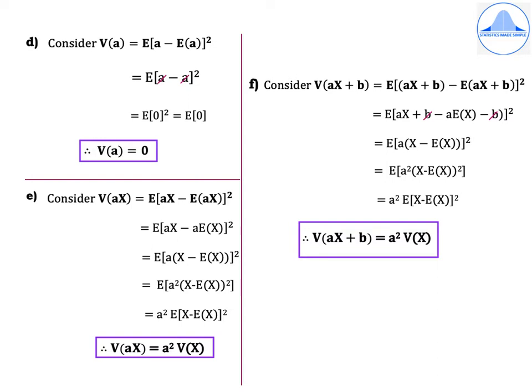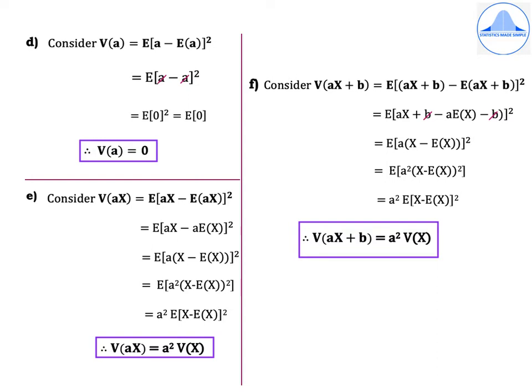Now you know that a square is a constant. Like a is any number. Suppose it is 5. It is like 5 square, and 5 square is 25. So you can take it outside the expectation. Okay, so in the next step you get a square into what remains is E of [x minus E of x] the whole square. And what is E of [x minus E of x] the whole square? It is nothing but the variance of x. So the next step is V of ax is equal to a square V of x. So practice this fifth result. It will help you to solve the sixth result very easily.